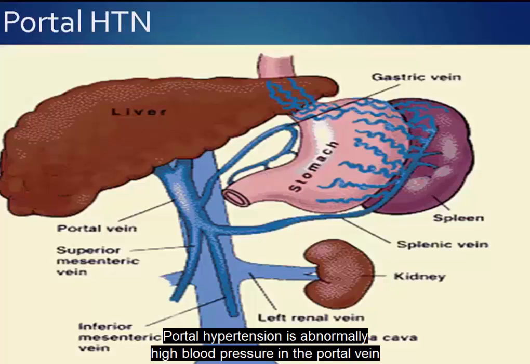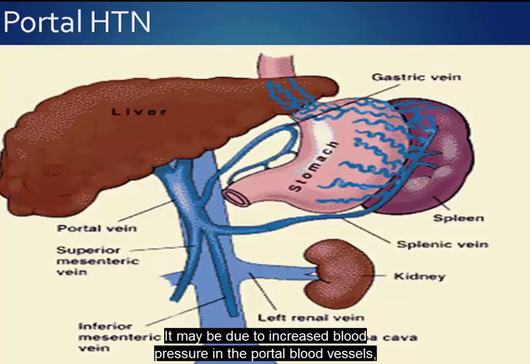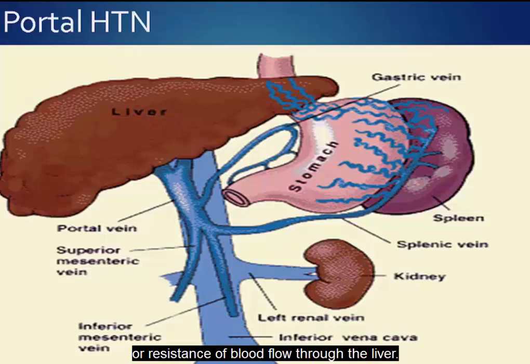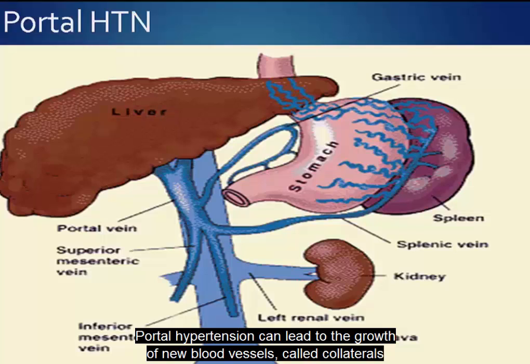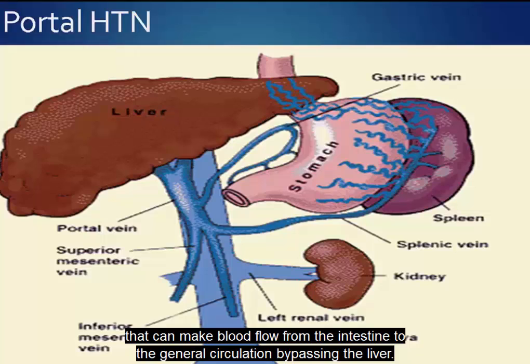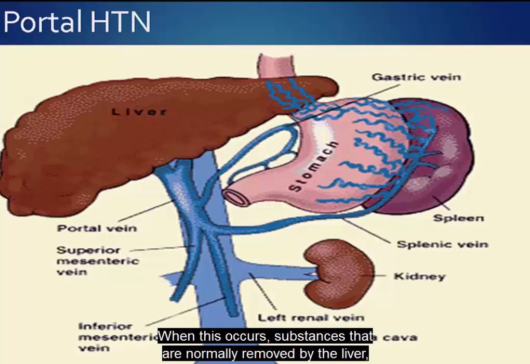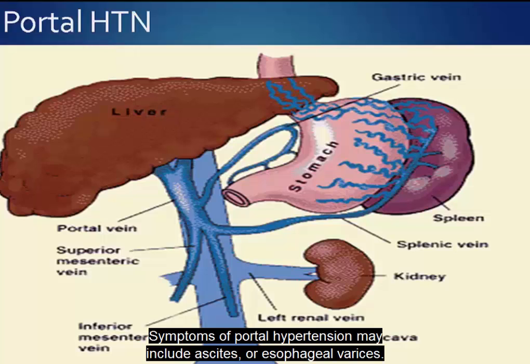Portal hypertension is abnormally high blood pressure in the portal vein, which supplies the liver with blood from the intestine. It may be due to increased blood pressure in the portal blood vessels or resistance to blood flow through the liver. Portal hypertension can lead to the growth of new blood vessels called collaterals that connect blood flow from the intestine to the general circulation, bypassing the liver. When this occurs, substances that are normally removed by the liver pass into the general circulation. Symptoms of portal hypertension may include ascites or esophageal varices.